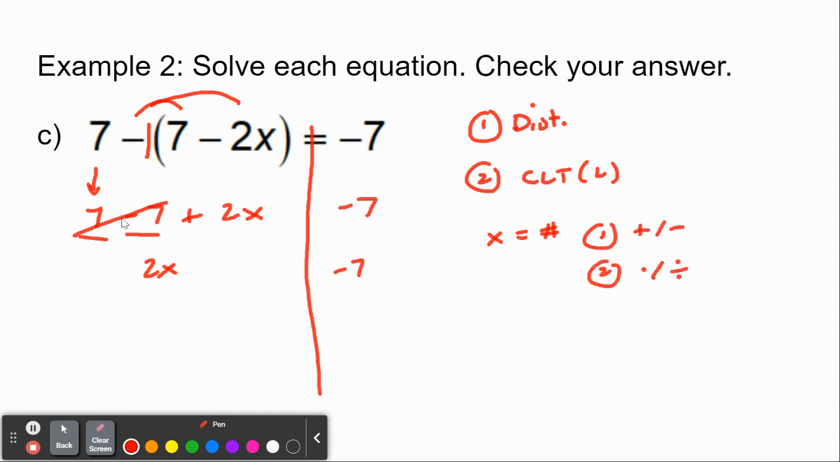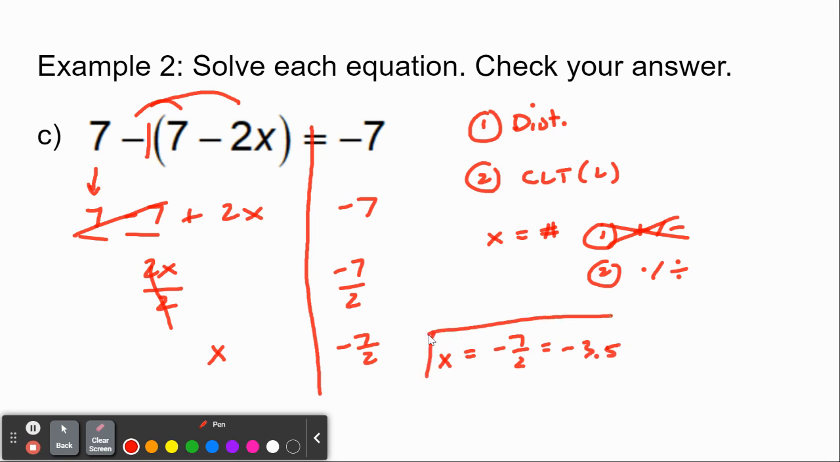Well, because the 7's canceled, there's no number next to the variable term, so we are not going to have to add or subtract. So we're going to straight divide by 2 to get the x all by itself. The 2's cancel, x is by itself. Now negative 7/2 is a simplified fraction. You can also divide and get the decimal. So your answer would be x equals negative 7/2, or if you put it in Desmos, the calculator, you'd get negative 3.5.